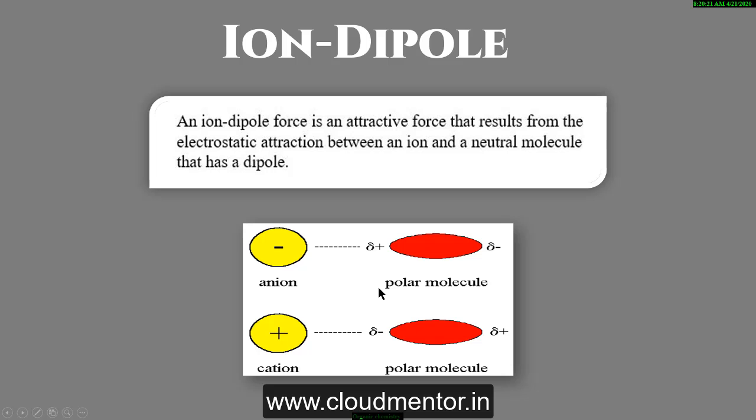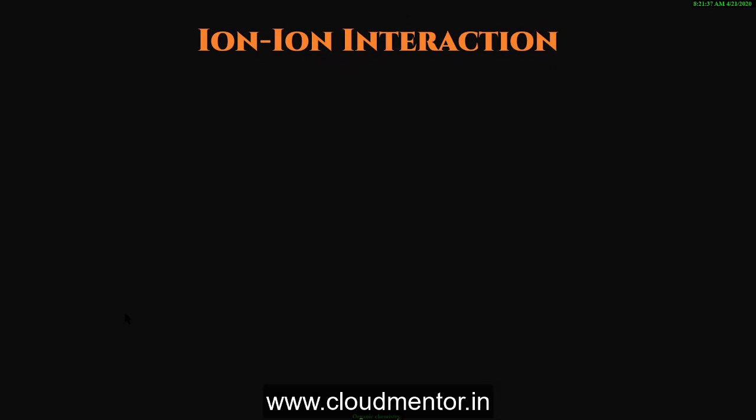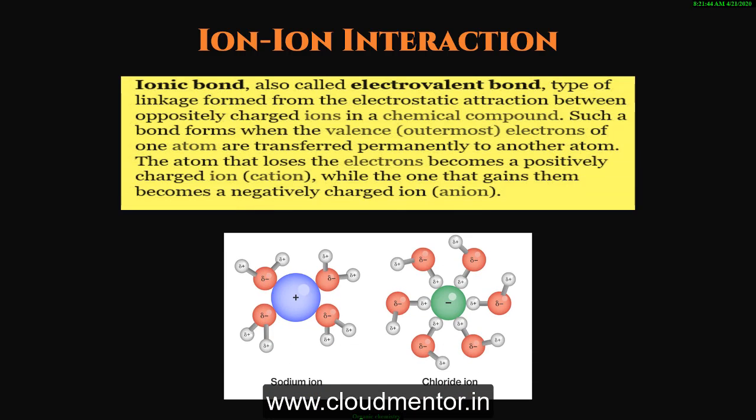So the next one is ion-ion interaction, or ionic bond, also called electrovalent bond, a type of linkage formed from the electrostatic attraction between oppositely charged ions in a chemical compound. Such a bond forms when the valence, outermost, electrons of one atom are transferred permanently to another atom. The atom that loses the electrons becomes a positively charged ion, cation, while the one that gains them becomes a negatively charged ion, anion. And this is the strongest of all other interactions.